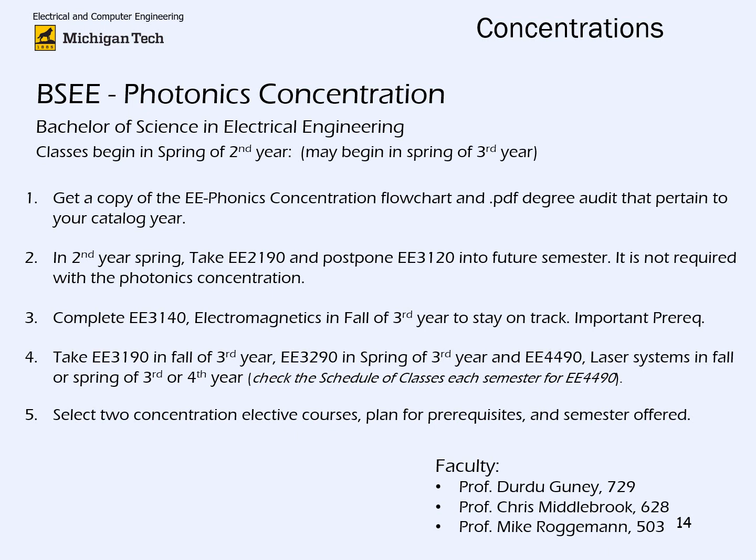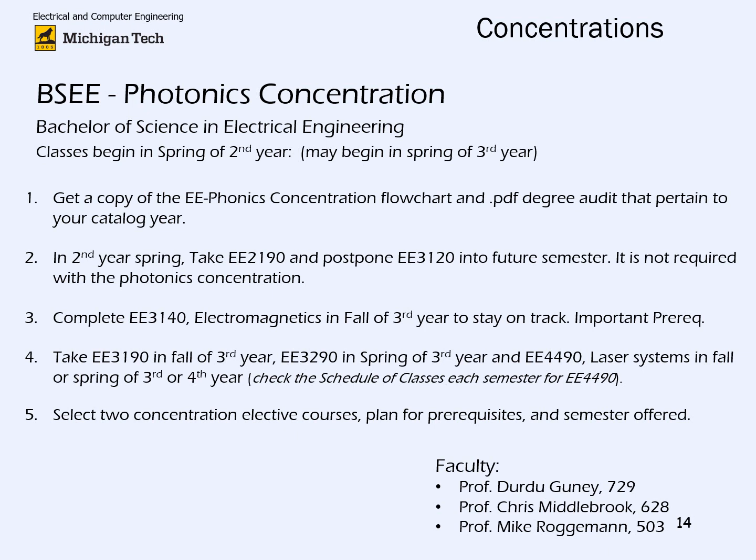Now we'll review the 5 concentrations, and we'll mention a few things to know for registration. It is good to plan courses out for the next several semesters, especially if you are considering a concentration. Feel free to meet with your academic advisor if you'd like help with planning. These concentration slides are posted in the advising office and website. This slide pertains to the photonics concentration, which includes courses from the photonics focus area. In spring of second year or spring of third year, take EE 2190 Introduction to Photonics and postpone EE 3120 Electric Energy Systems.